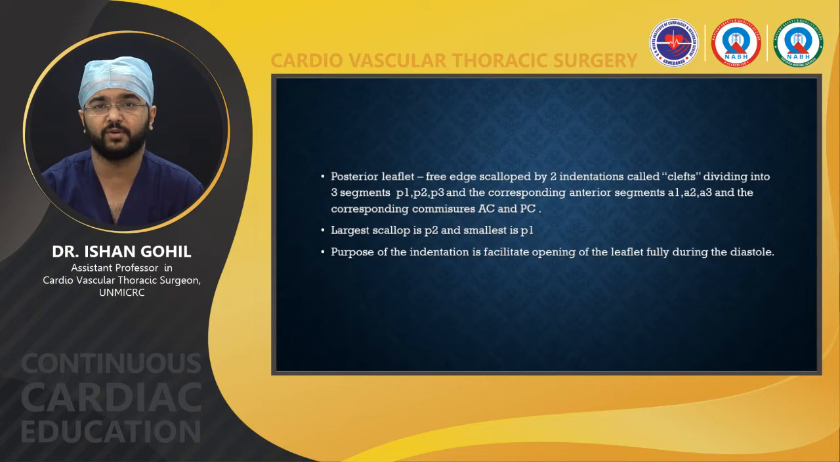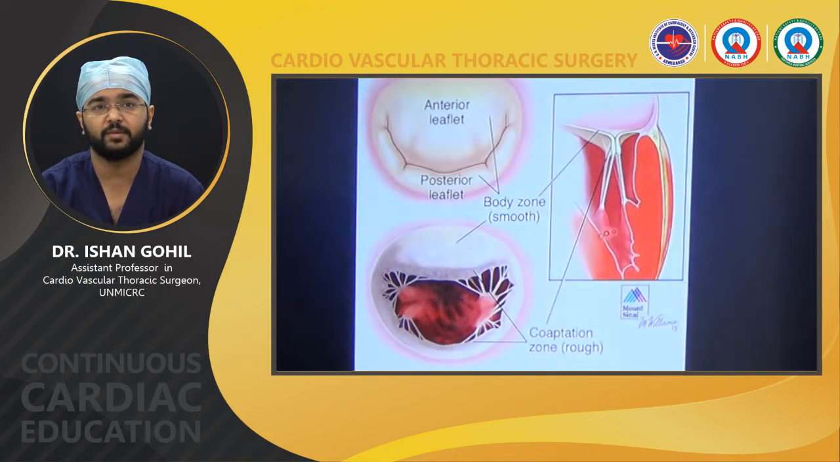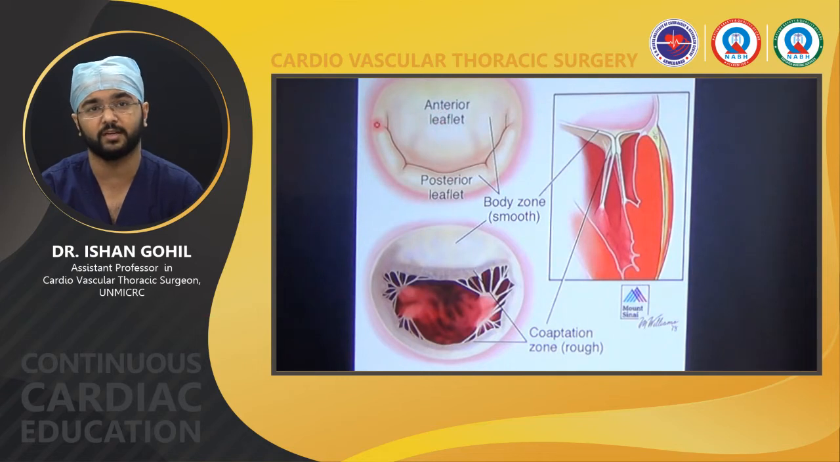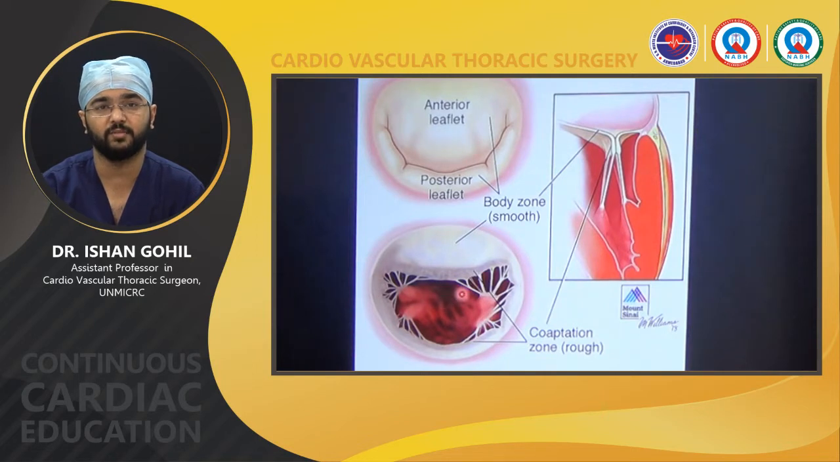The purpose for these scallops P1, P2 and P3 to develop is to facilitate the total opening of the mitral valve. As the band-like PML opens completely and the AML goes towards the anterior side, the mitral valve completely opens and it induces the flow from the left atrium to the left ventricle.